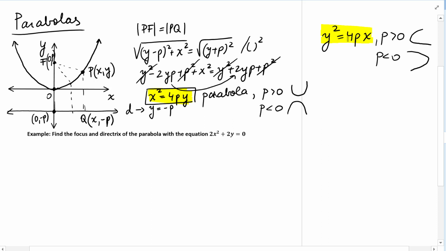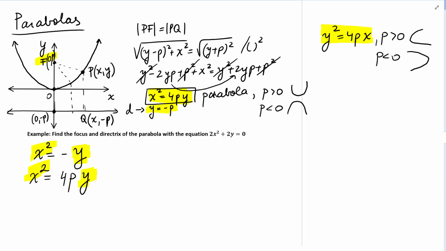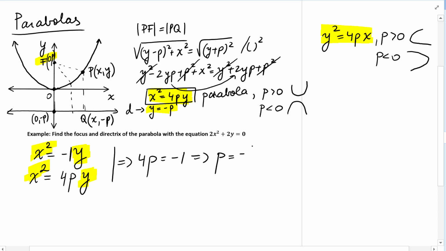So let's try to solve the first problem. It says, find the focus and the directrix of the parabola with the equation 2x squared plus 2y equals 0. So in other words, x squared equals negative y. But let's not forget that the equation in general looks like x squared equals 4py. So if we equate these, y equals y, so whatever is left must be equal to each other. So we get 4p equals negative 1, which means p equals negative 1 over 4.